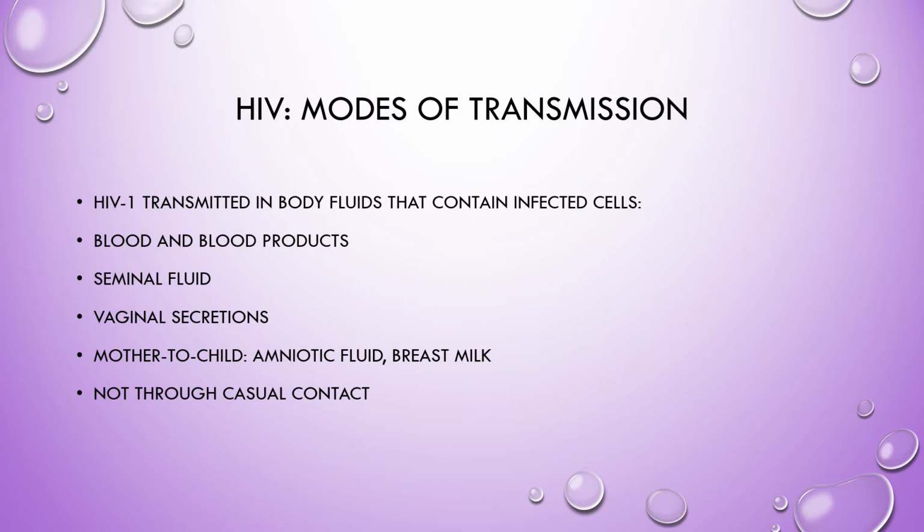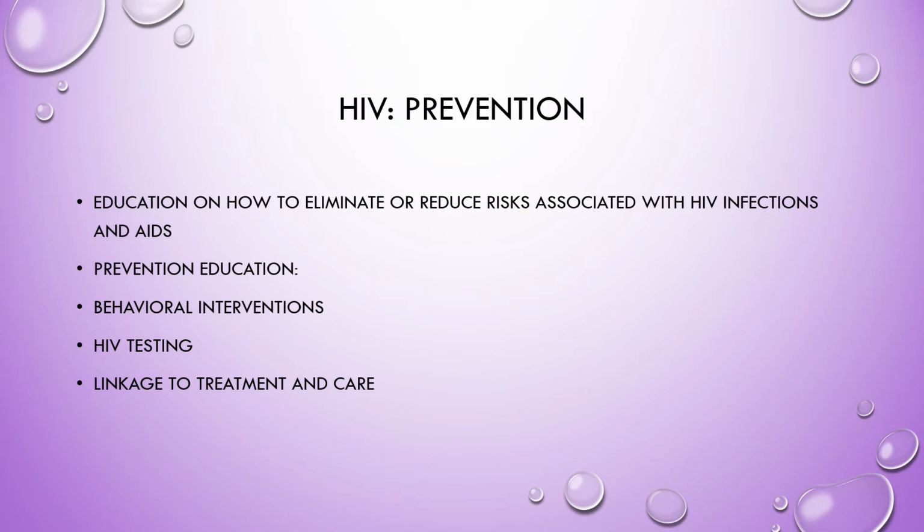It is transmitted through blood and body products, seminal fluid, vaginal secretions, and mother to child, but not through casual contact. So education on how to eliminate or reduce risk associated with HIV infection and AIDS is how we prevent that. We're going to do behavioral interventions, HIV testing, and linkage to treatment and care.